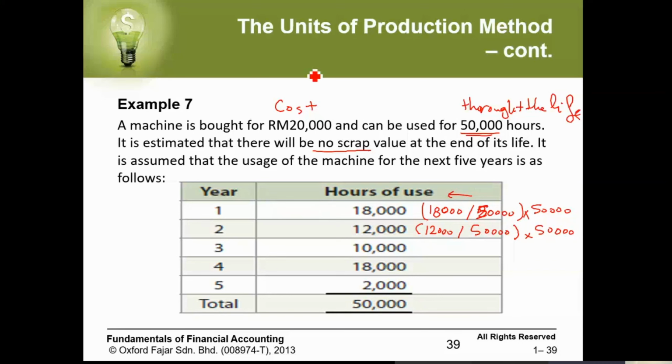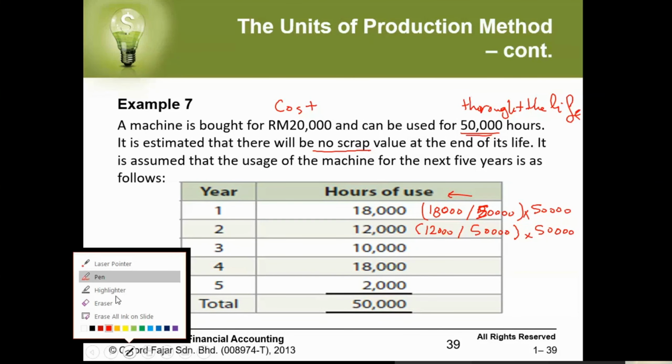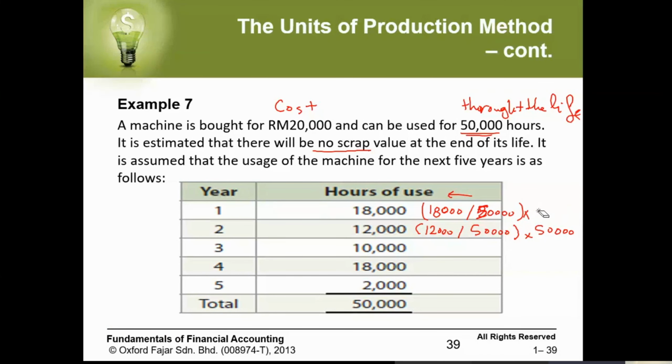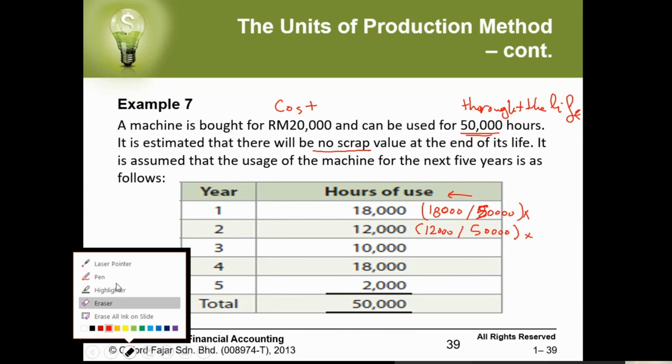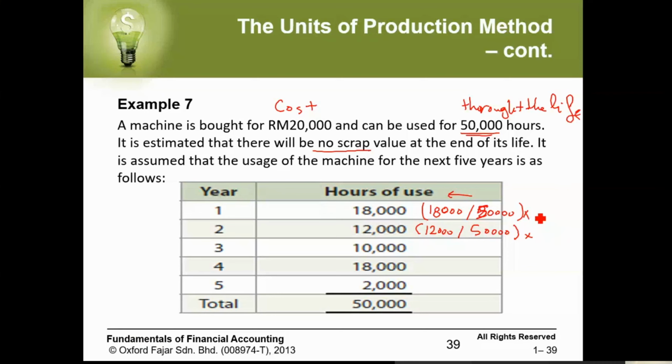Oh, sorry, this is a cost. Yeah, it's my mistake. It should be multiplied by the cost of the asset minus the scrap. So the cost of the asset is 20,000.